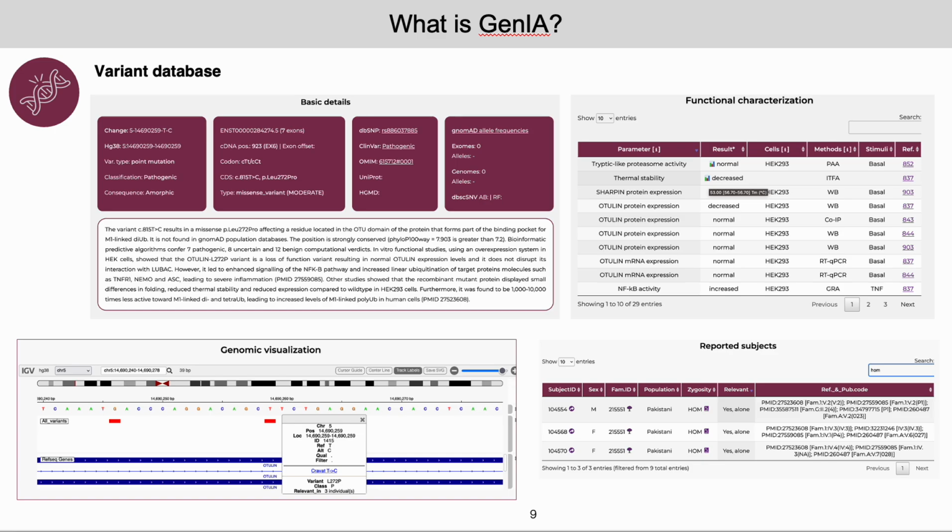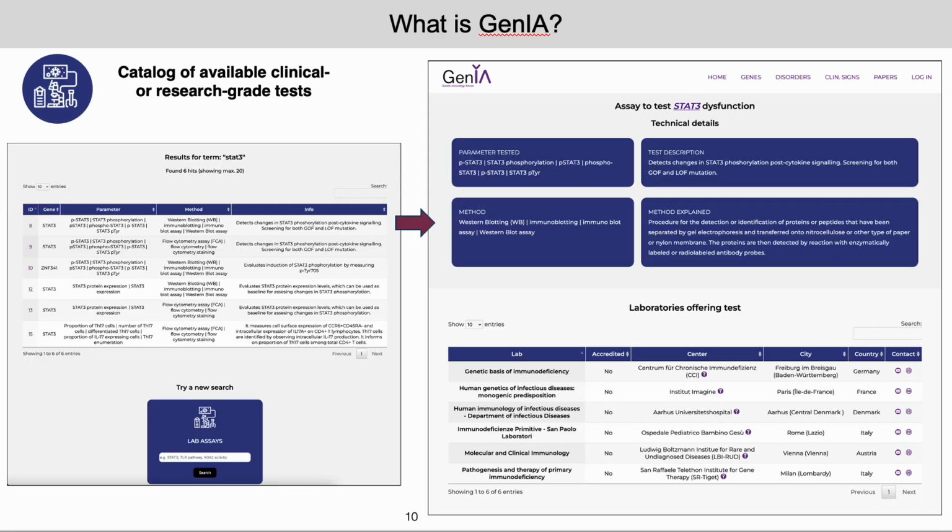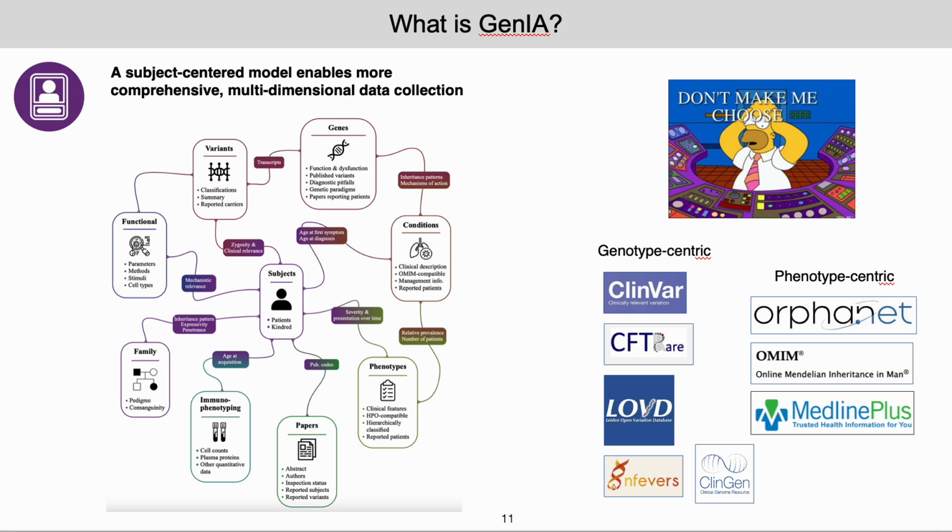You can see here as well that any functional data or any patients with that specific variant are also reported. We also catalog any available clinical grade or research grade assays that we know of that have been linked to that gene or that disease, so that you can have a way to look for tests that might be relevant to a VUS of interest that you have.